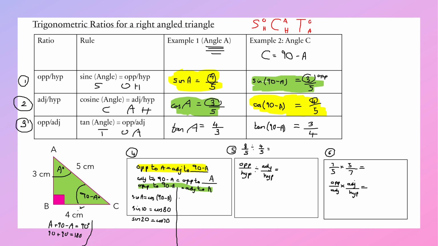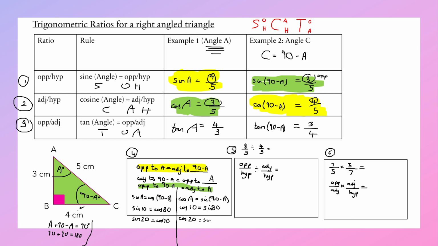So we know therefore that cos A equals sine 90 minus A. So again, this time we can think of it as cos 10 equals sine 80. These are just examples of random angles. So cos 10 equals sine 80 and cos 20 equals sine 70.